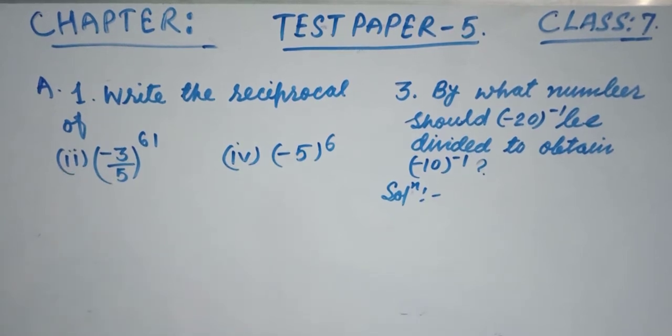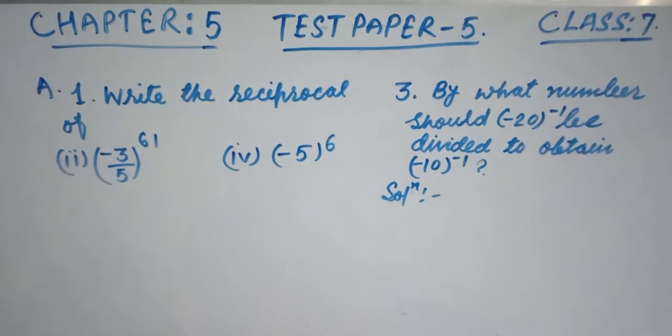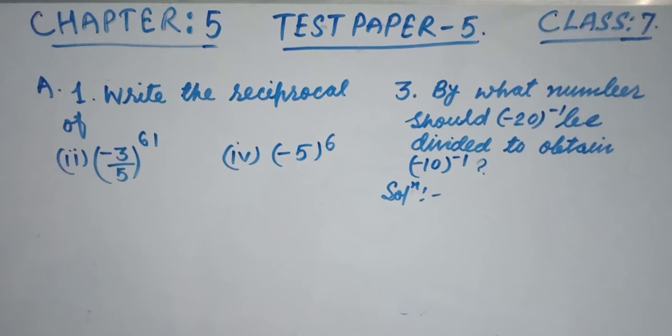This is the revision session, chapter number 5, and the chapter name is Exponents, and test paper 5, class 7. So my dear students, we all are aware of all the points related to exponents and their sums, and you had already solved questions from exercises 5a, 5b and 5c, and now finally we will revise test paper 5. So let's get started, friends.